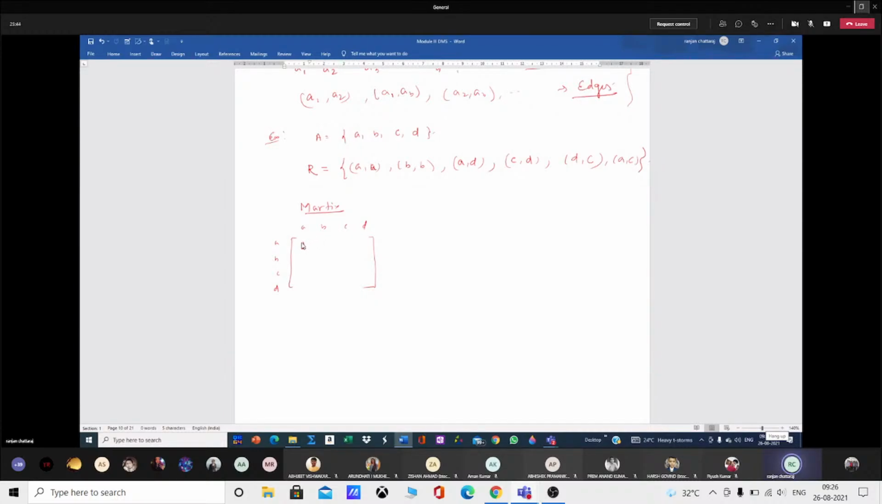Can anybody tell me, what are the rows of this matrix?